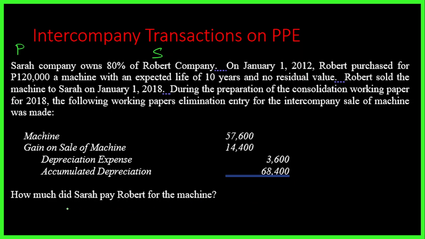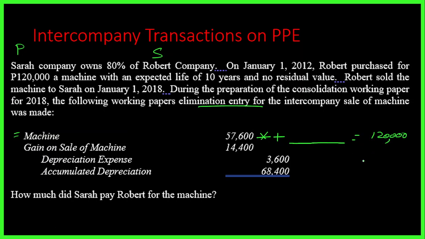Let's repeat the question. How much did Sarah pay Robert for the machine? Now, if this is the elimination entry, the purpose of this entry right here is to restore the machine to its original cost, and the original cost is 120. So if you add this to the cost of the acquiring entity, you should arrive at 120,000.